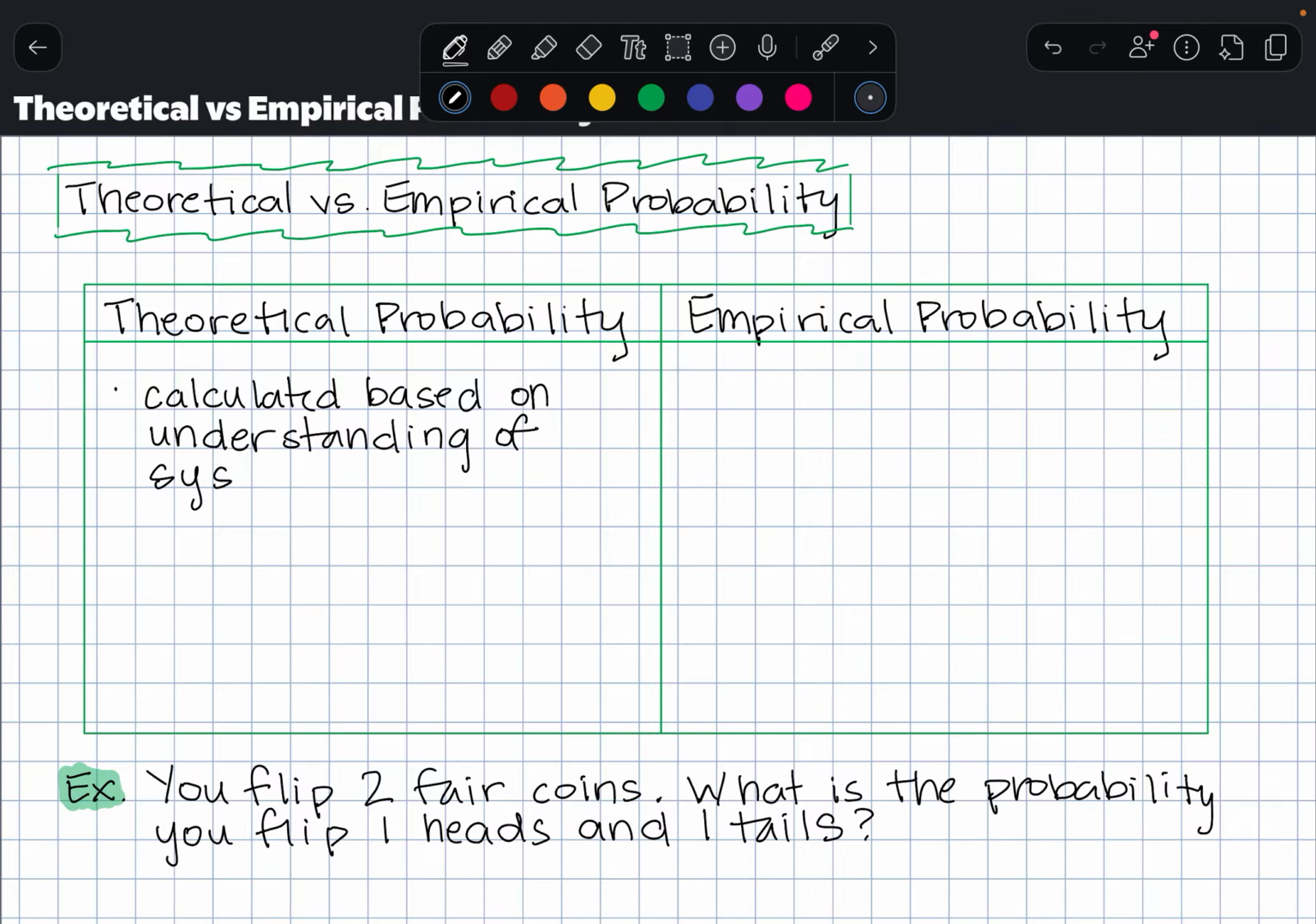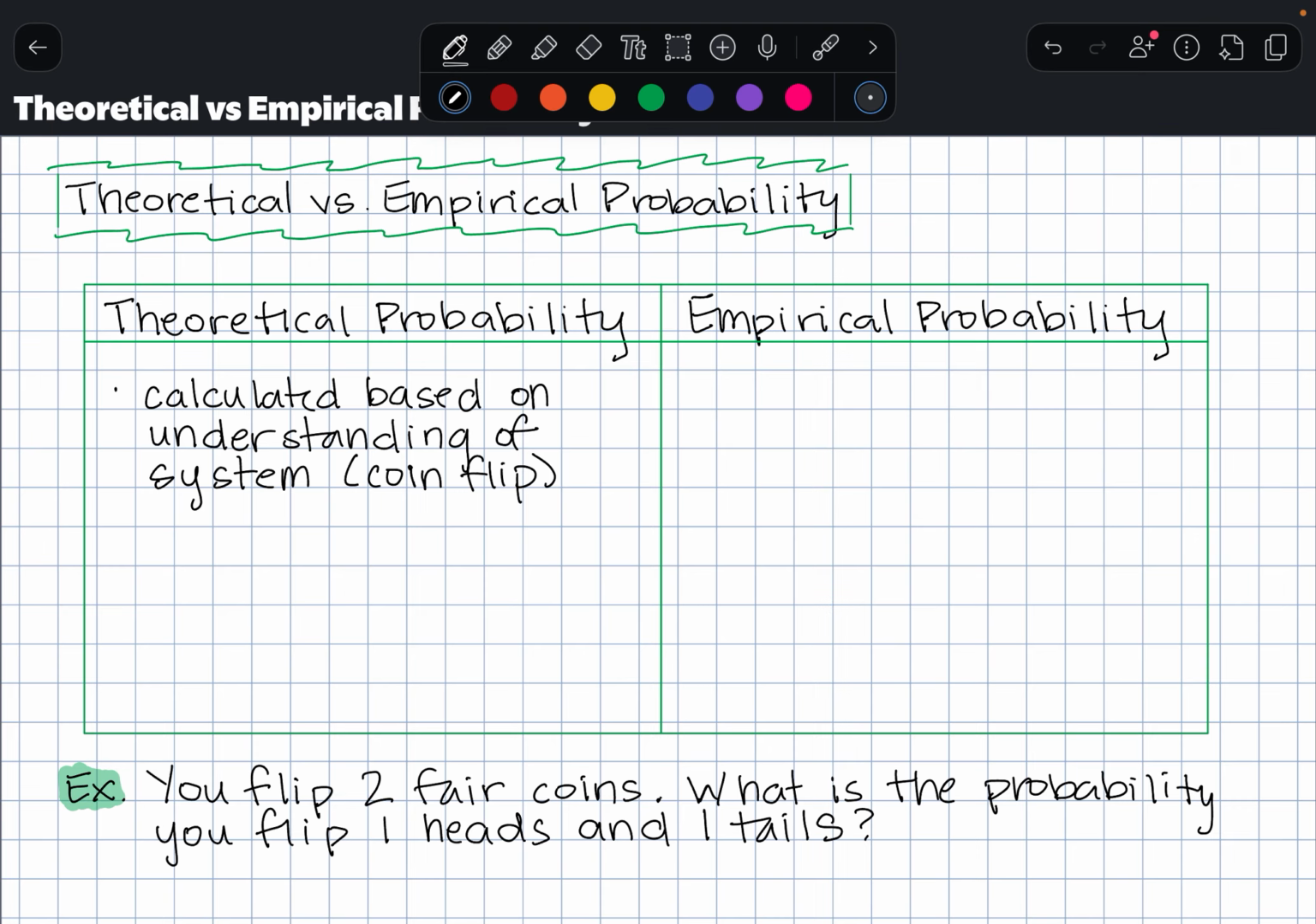For example, coin flipping. I don't need to pull a penny out of my pocket and start flipping it. I know how coins behave. They have two faces, a heads or a tails. If that coin is equally weighted and fair, I should have a 50-50 chance of getting a heads, 50% chance of getting a tails. I didn't need to actually do the experiment to know that. That's just how the system is structured.